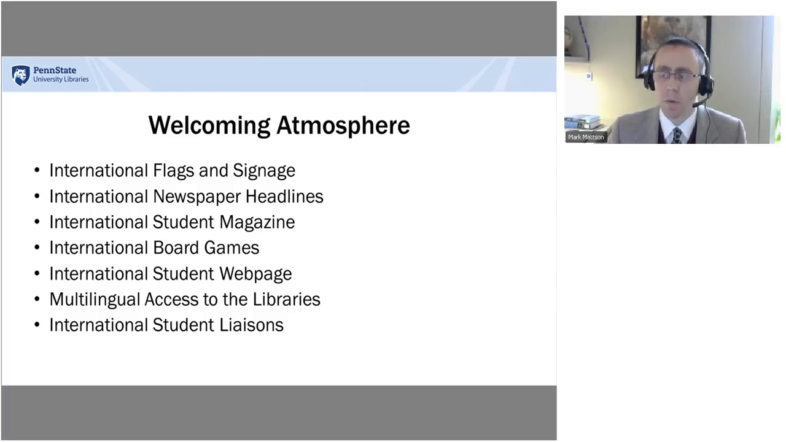A very easy thing to do is an international newspaper headline. We have one wall inside our News and Microforms library, and it's right when you come into the libraries, where they put up international front pages from different newspapers every day. And international students feel very welcomed when they see their country represented in that. So it's super simple and super easy, but we had so many people comment on how that made them feel to walk in and see their hometown's newspaper presented.